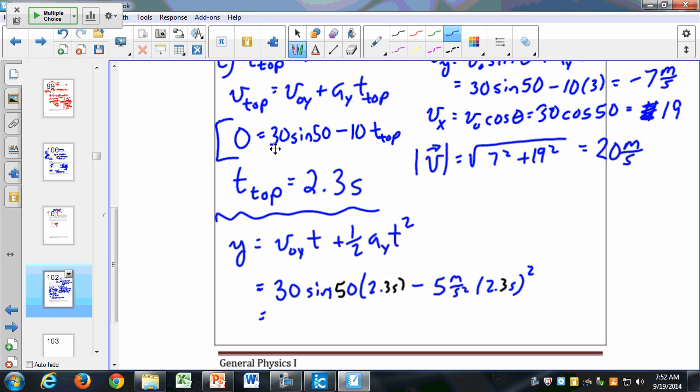What you got? 40. I don't think so. Try again. No, it's not 41. What do y'all got? Yeah, 26. We'll call it 27, rounding to 26. Alright. Find your mistake.